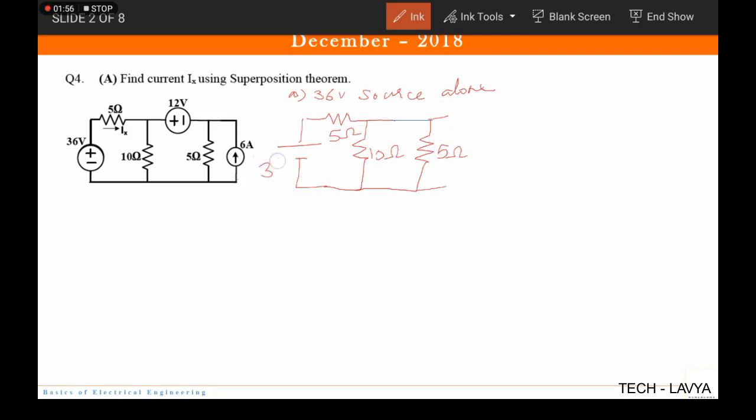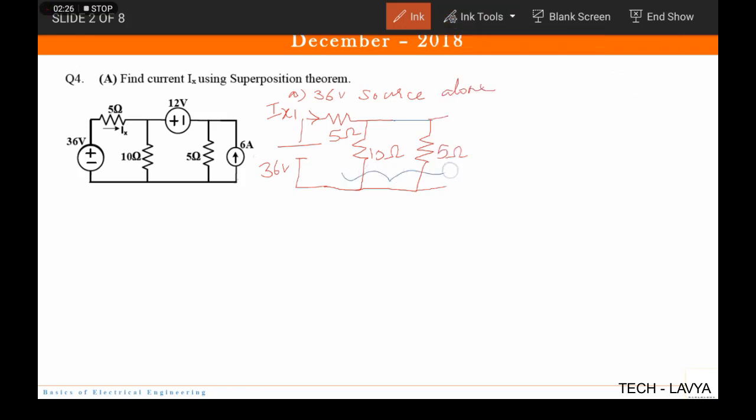Here we have 36 volts. Now the current Ix is this, so let me represent this current as Ix1. We can understand that this Ix1 is nothing but the total current due to 36 volts, right? So first let us understand what the total resistance is.